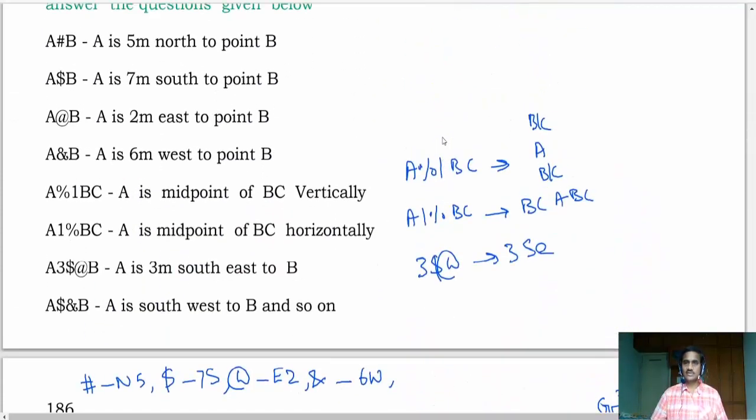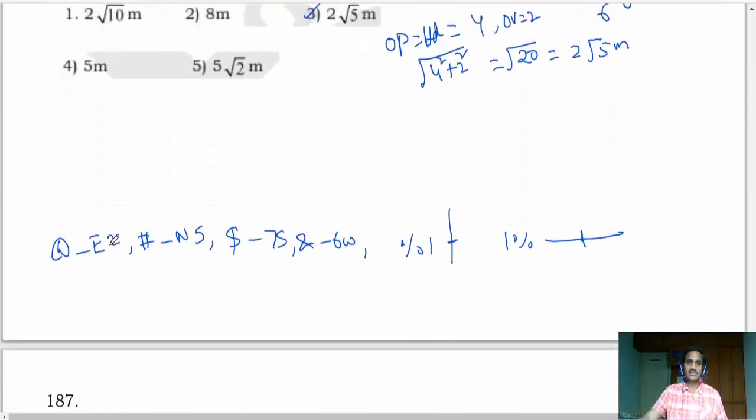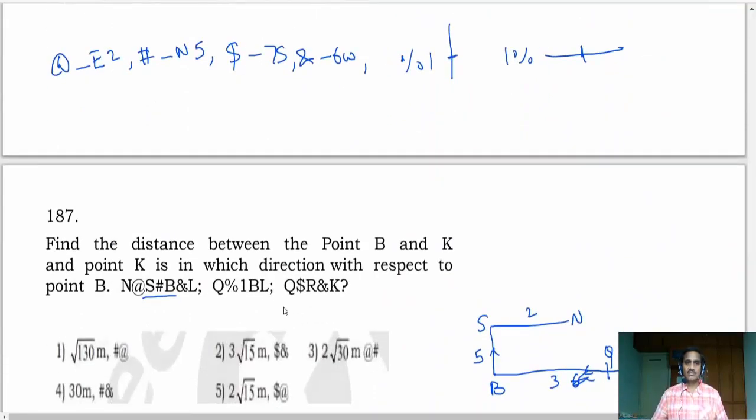Now percentage 1 means percentage and 1. A percentage 1, A is the midpoint of B and C, this one. 1% means horizontal. Did he give 1% here, or percentage 1? Percentage 1, between B and L. How should it be between B and L? Vertical direction, isn't it? Now B and L, these two must be in vertical direction. Q percentage 1, hence B and L must be in vertical direction. That works. B and L, so L comes here.